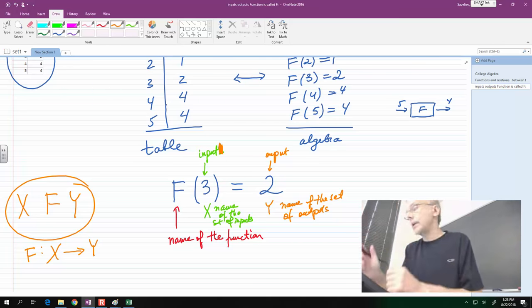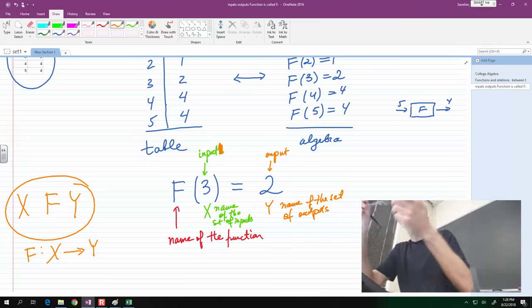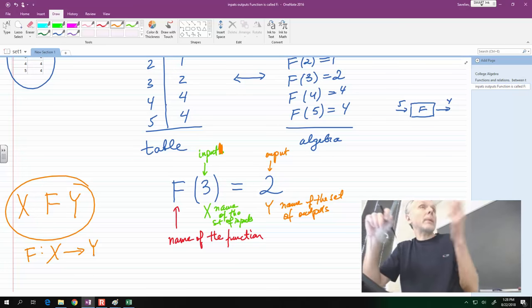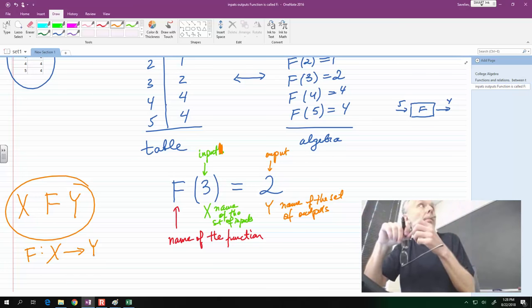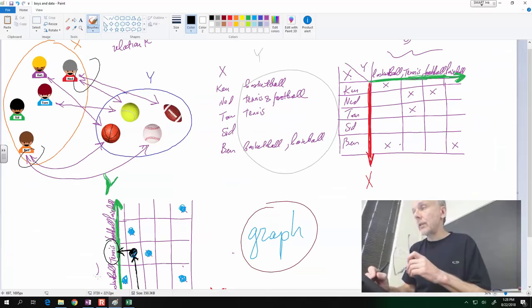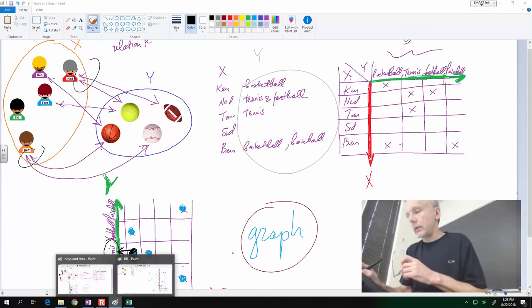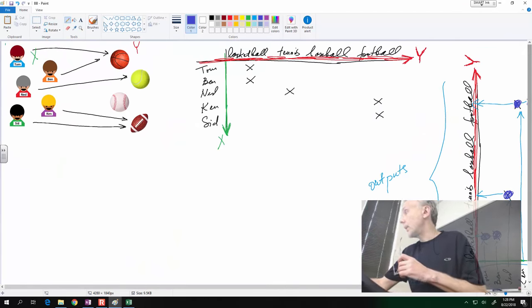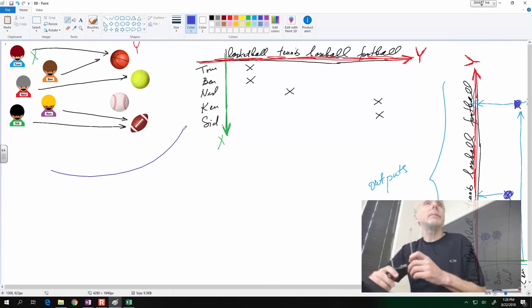How it does so doesn't matter at this point, because sometimes you just don't know. Sometimes all you have is data. Remember, we just collected data and we ended up with this. This is where the data came from. What we just made algebraic came from over here.